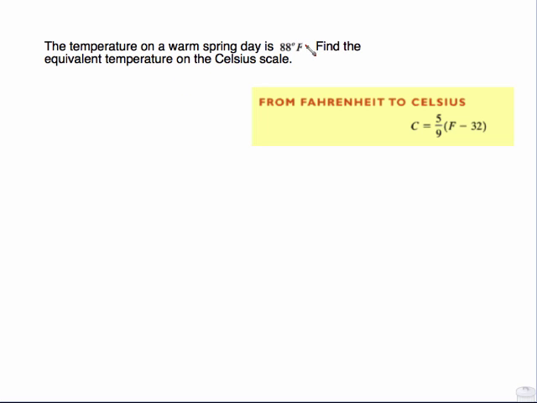How about we're talking about the temperature is 88 degrees Fahrenheit. Find the equivalent temperature on the Celsius scale. Well, I need to put 88 in for F and solve for C. So C is 5/9 times the quantity, 88 minus 32.